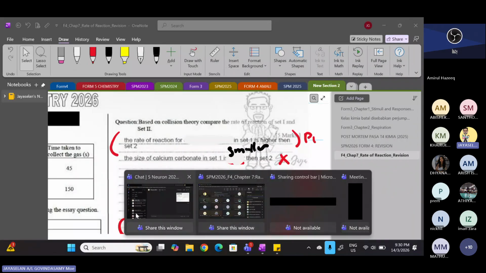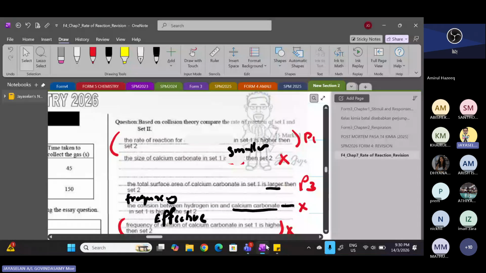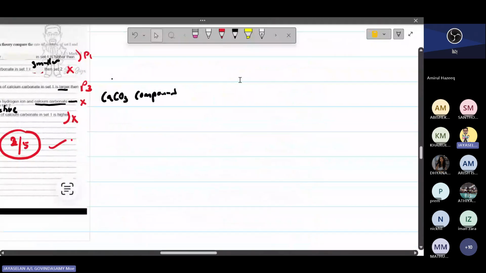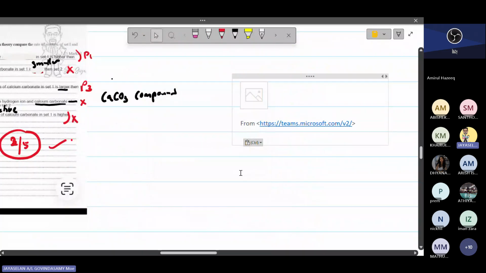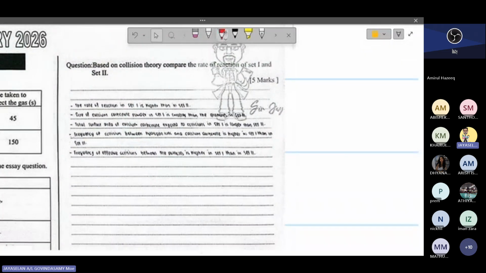Okay, I take one more answer. Check this one. Okay, we mark this question. We see whether she scores full marks or not. Let's look at this answer. I will try to give marks.